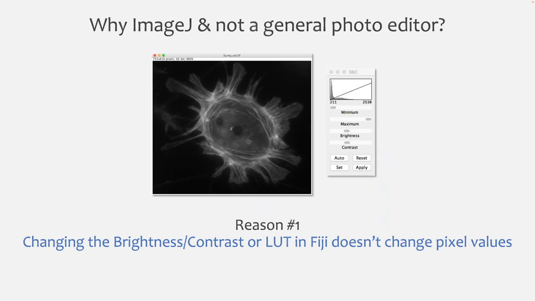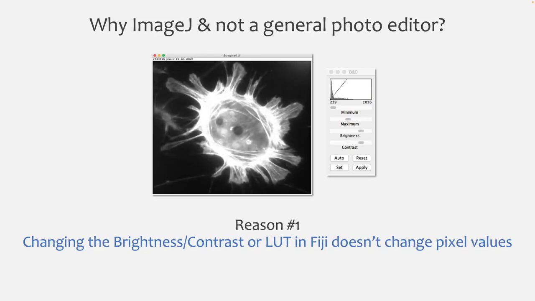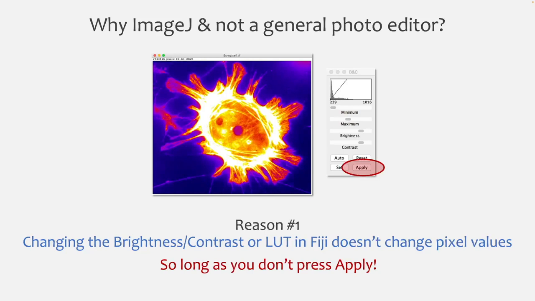And the reason why ImageJ is very good for working with scientific images is that you have the ability to adjust things like the brightness and contrast without making changes to the pixel values, as long as you stay away from this slightly dangerous apply button. Back whenever I started, it wouldn't warn you that it would change the pixel values. Now it does. So if you're using a recent version of ImageJ from the last few years, at least, you get a warning. But still, it's important that you know that you should heed that warning.